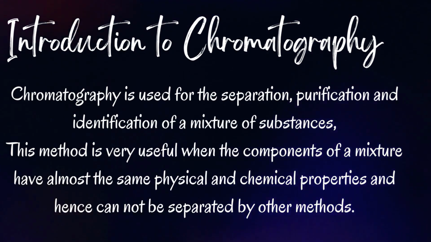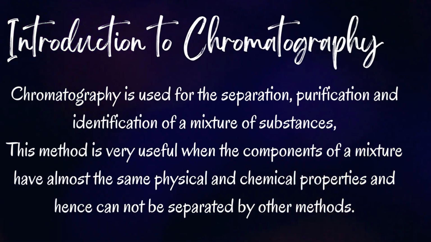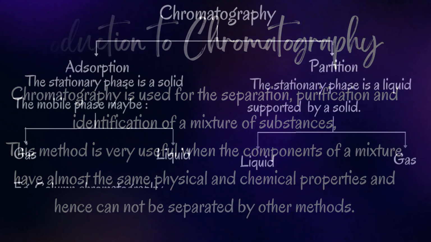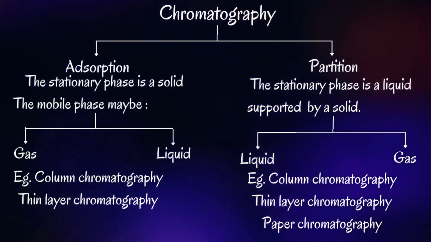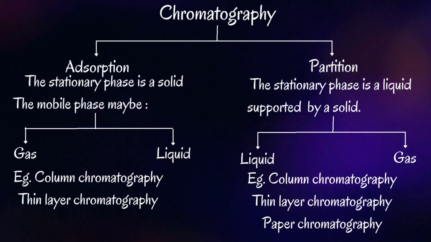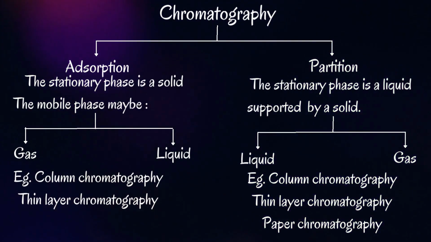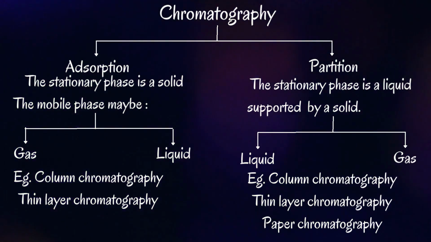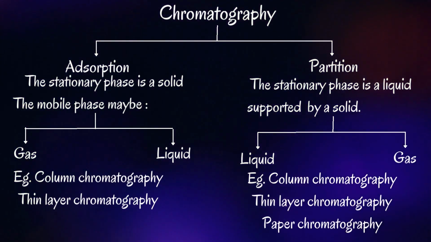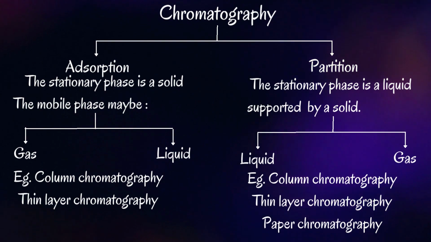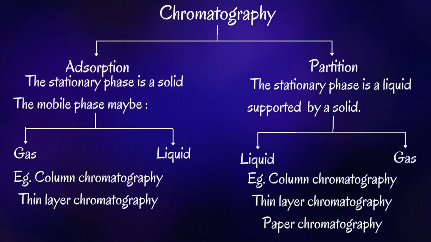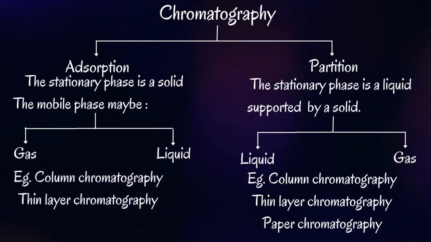Chromatographic methods of separation are based on the distribution of components in a mixture between stationary and mobile phase. Divided into adsorption chromatography and partition chromatography. In adsorption chromatography, the stationary phase is a solid and the mobile phase may be a liquid or gas. If the mobile phase is a liquid, then it is called liquid solid chromatography, and when the mobile phase is a gas, it is called gas solid chromatography.